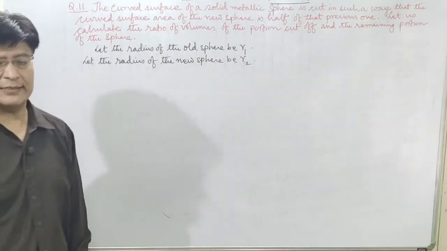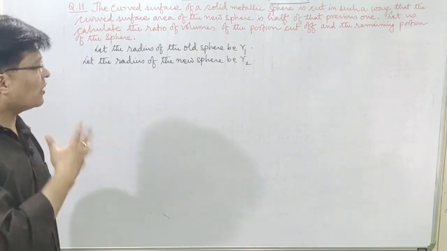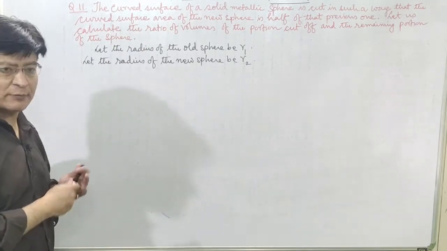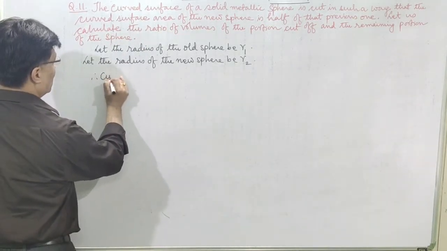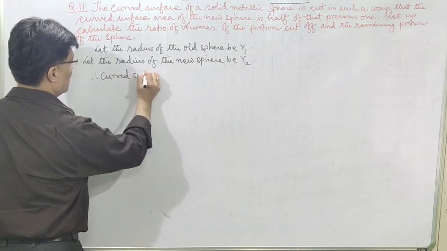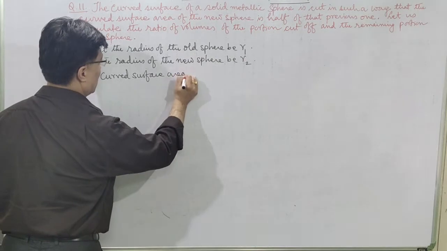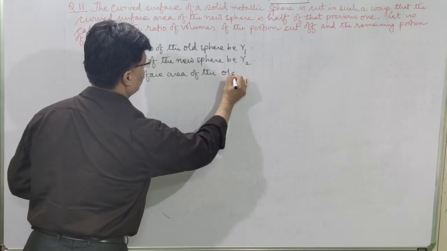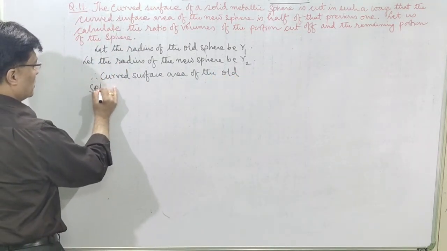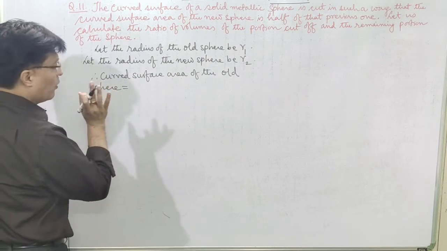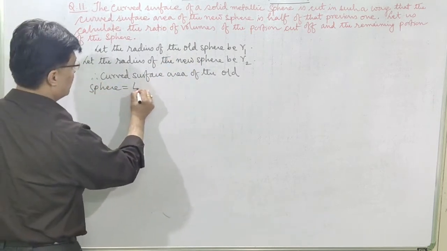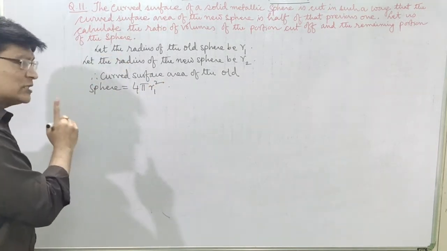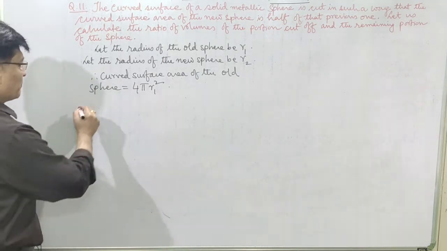Now what is to be calculated? अब हामीले के क्याल्कुलेट गर्छ यसको surface area. यहाँ surface area, curved surface area कुरा आउँदैछ. Let us find out the curved surface area of the old sphere. Therefore, curved surface area of the old sphere is equal to, what is the formula? For old sphere, what is the radius R1? So it is 4 pi R1 square. Is that clear? So now, similarly, what will be the curved surface area of the new sphere?